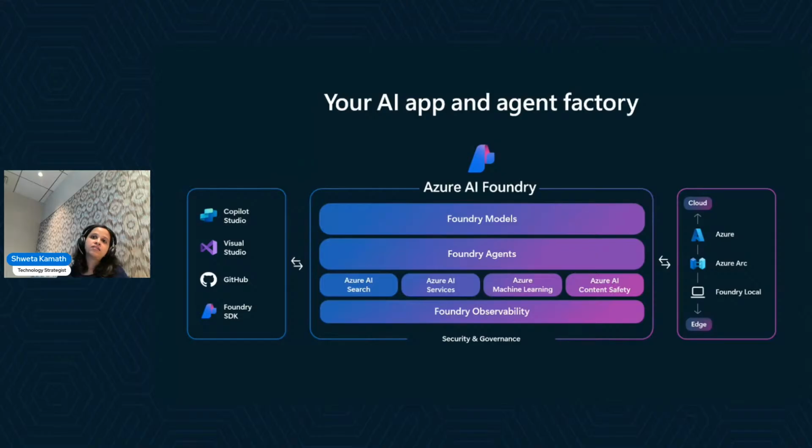So let us start with the left side. I'm starting with the leftmost side. The first component that you can see on the screen is Copilot Studio. Copilot Studio is more like a no code, low code platform that you use. On Copilot Studio, you have a UI. You can directly click on the create button, and you have an agent which comes up.